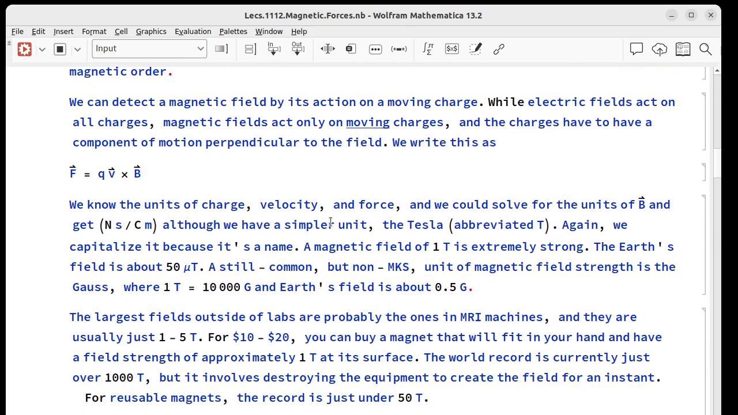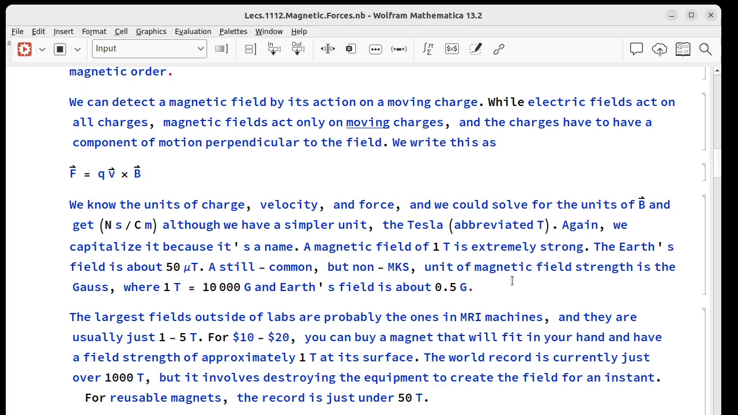We can detect the field that the magnet produces by looking at what it does to a moving charge. Electric fields act on all charges, but magnetic fields only act on moving charges. And the charges have to be moving at least a little bit perpendicular to the field. So the way we would write this is the force on that charged particle is F = qv × B. We know that the units of charge, velocity, and force are coulombs, meters per second, and newtons. So we could solve for the units of magnetic field and get newton seconds over coulomb meters, although there's a simpler unit, the Tesla, which is much easier to deal with.